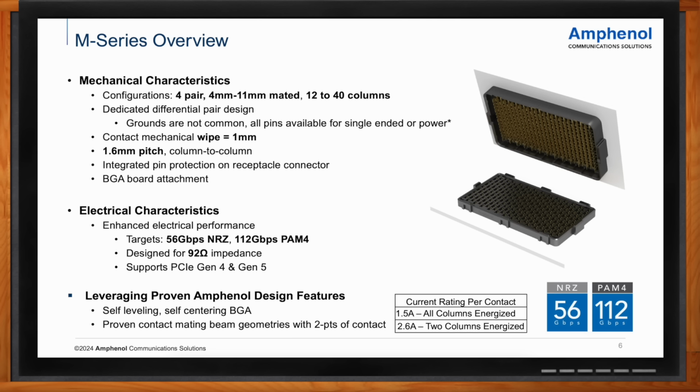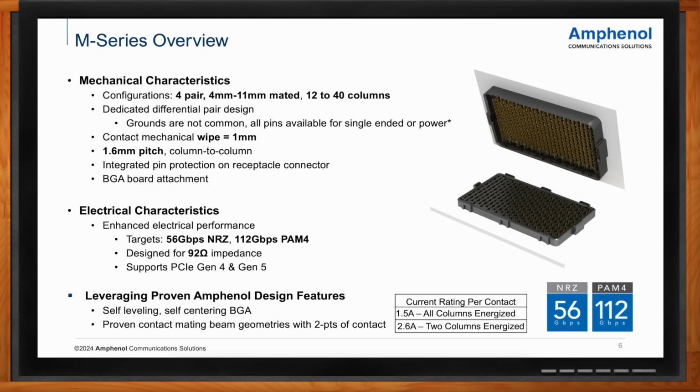So a customer will typically come to me and say, I need this many differential pair, being a pair of contacts designed for high-speed signaling, and we'll work with them for the appropriate column count, size of the connector to get the number of pins they need for high-speed signaling, low-speed signaling, and power.